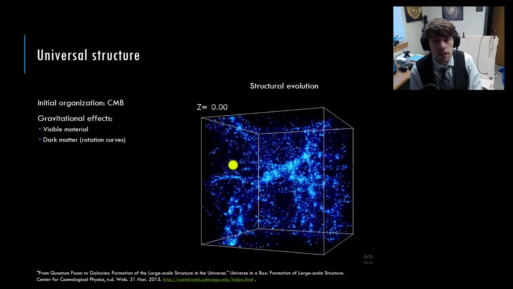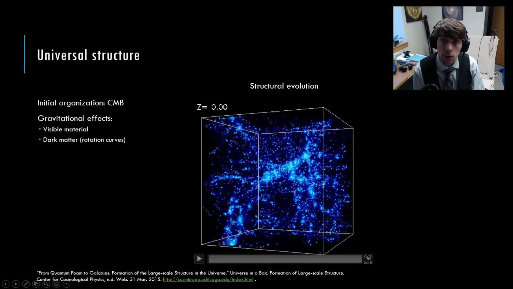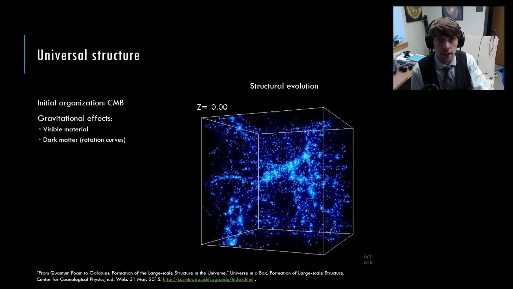Do we see strings of galaxies connected together? These are sometimes called walls, W-A-L-L-S. So we have voids and we have walls. And the question is, do we see this sort of structure today? How good is our prediction?